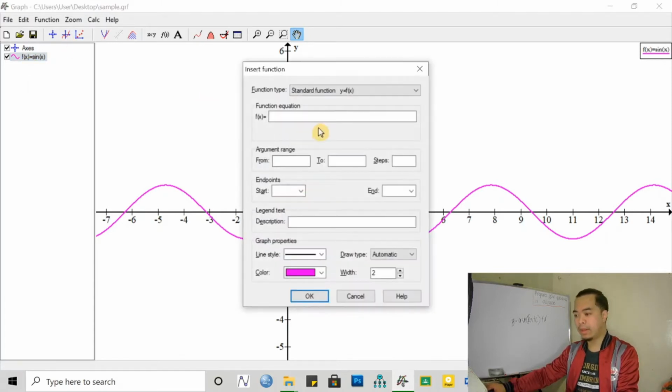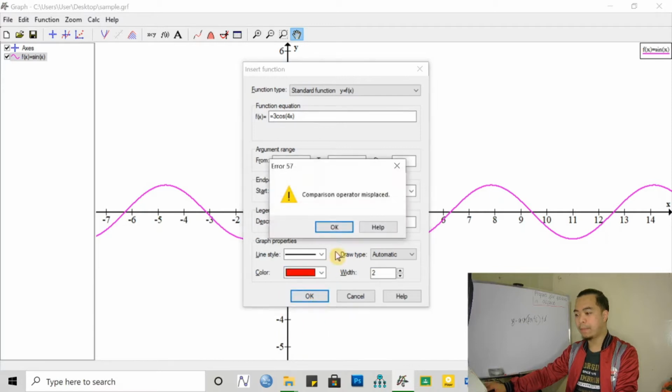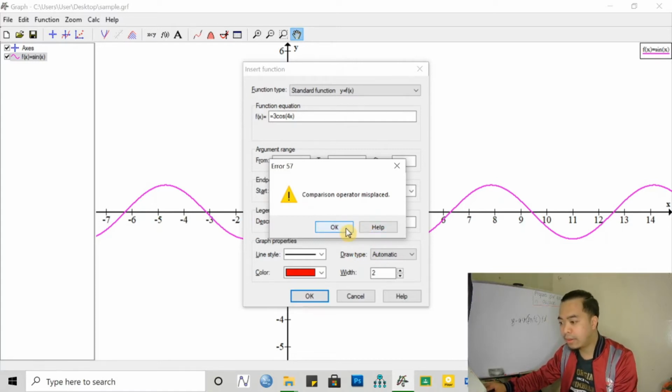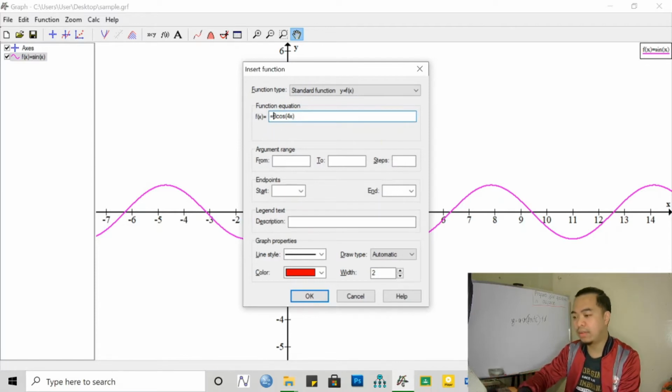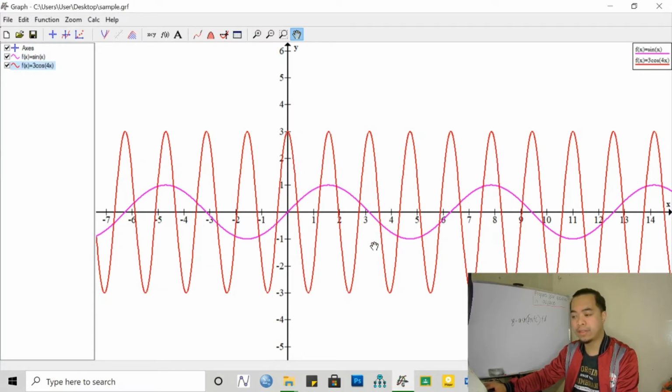Let's add another one. How about a cosine function this time? I'd like it to be 3 cos 4x. How does it look? I want another color. I want it red, maybe. There's an error here, comparison operator misplaced, because we put an equal sign. There should be no equal sign there, just straightforward, because we already have the equal sign there. So that's the graph of the cosine function.